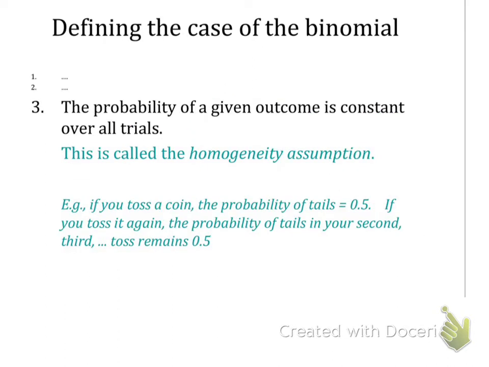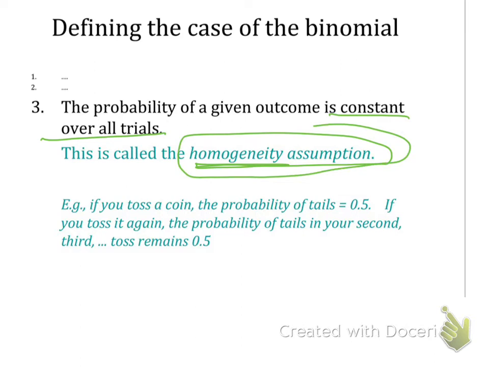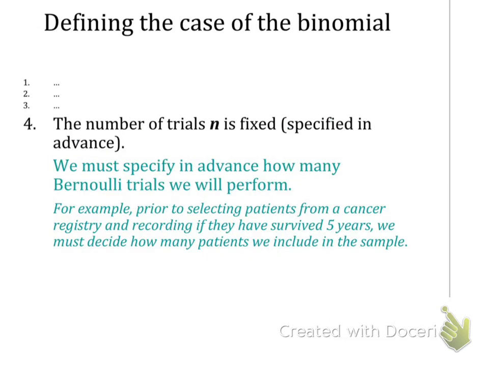The third one here, the probability of the outcome is constant over all trials. This is called the homogeneity assumption. Homogeneity assumption means that I assume that the probability is constant always. For the head, it's 0.5. For the tail, it's 0.5. For example, if you toss a coin, the probability of getting a tail is 0.5. And if you toss it again, the probability of getting the tail again is 0.5. If you toss it a third time, it will remain 0.5.